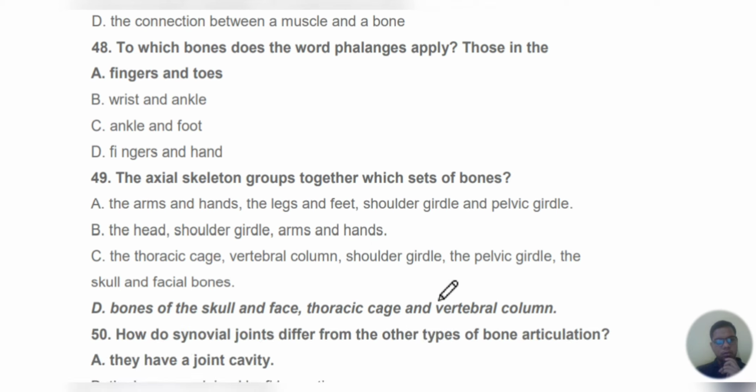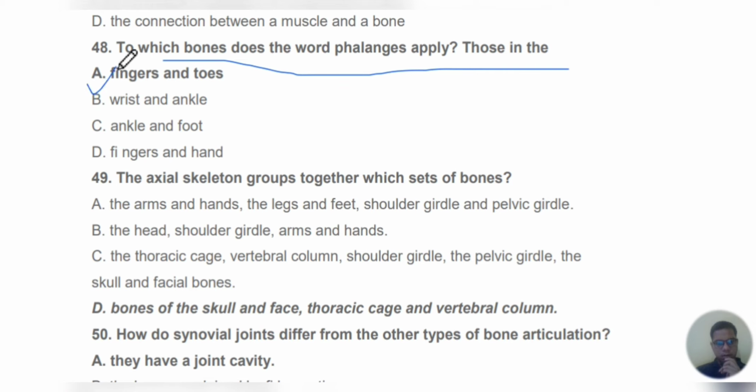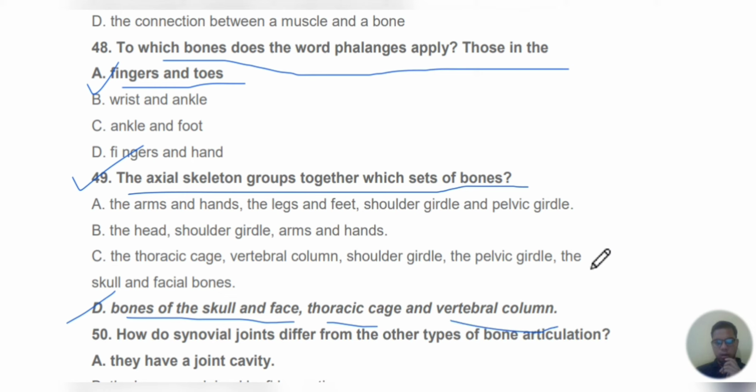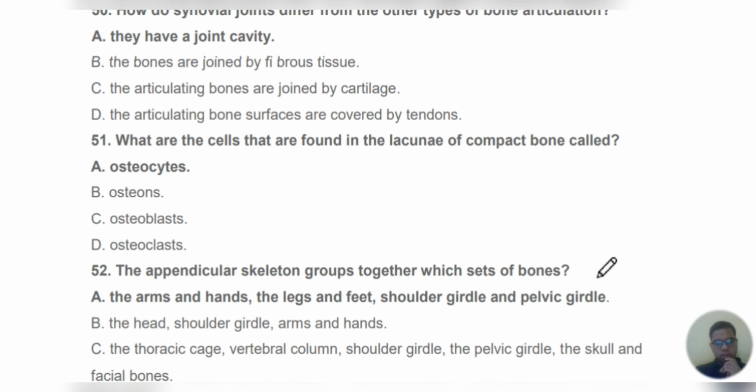The next is 48 question number. To which bone does the word phalanges apply, toes in? The answer is A, finger and toes. The next is 49 question number. The axial skeleton group together which set of bones? The answer is D, bone of the skull and face, thoracic cage and vertebral column. Okay, next is 50 question number.